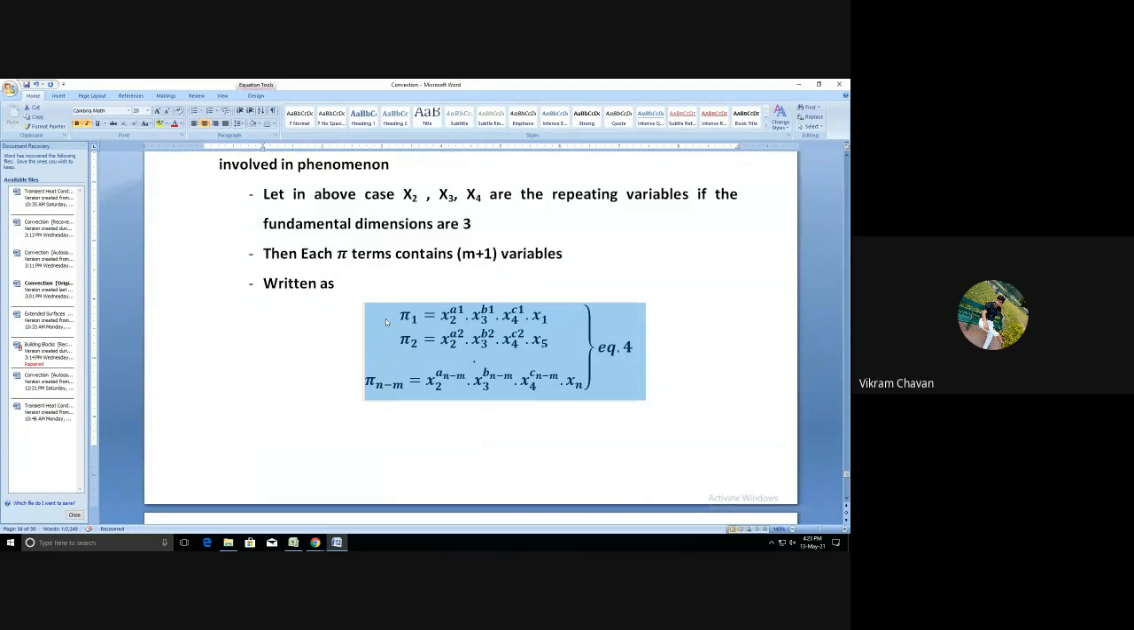Multiply by x1. Then pi 2 is equal to x2 raised to a2, multiply by x3 raised to b2, multiply by x4 raised to c2, multiply by x5. So in such a manner we can write the pi terms up to pi n minus m.